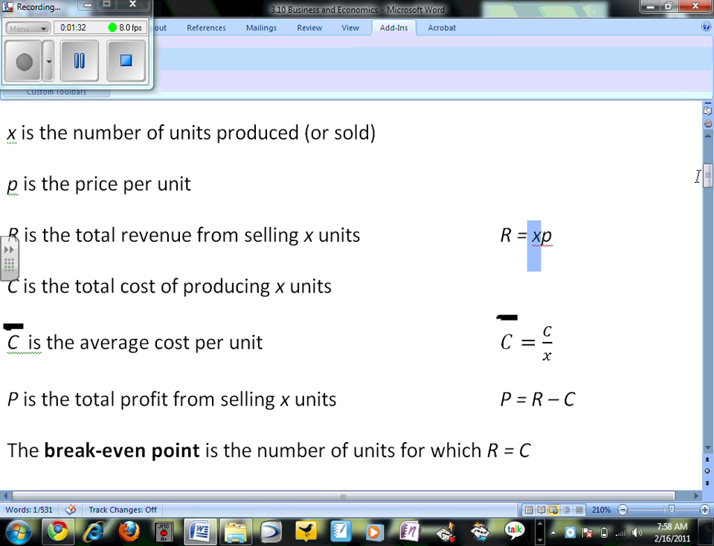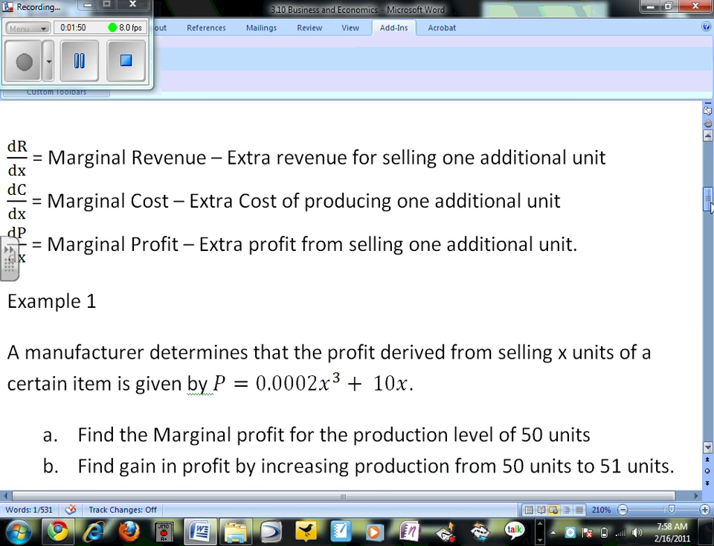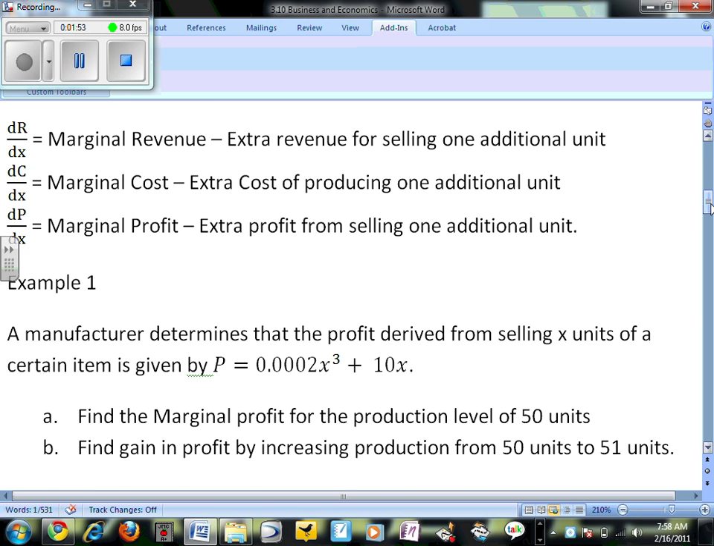The break-even point is the number of units for which our revenue equals our cost. So if it costs me $1,000 to make my t-shirts, my break-even point is when I sell $1,000 worth of t-shirts. And so I didn't gain money, I didn't lose money. Called the break-even point. And lastly, when we take the derivative of the revenue function, we'll get our marginal revenue, extra revenue for selling one additional unit. When we take the derivative of the cost function, we'll get our marginal cost, extra cost for producing one additional unit. Take the derivative of the profit function, we get marginal profit, extra profit from selling one additional unit.